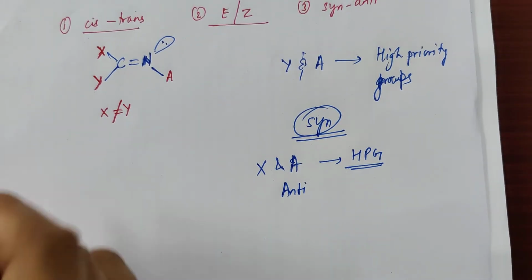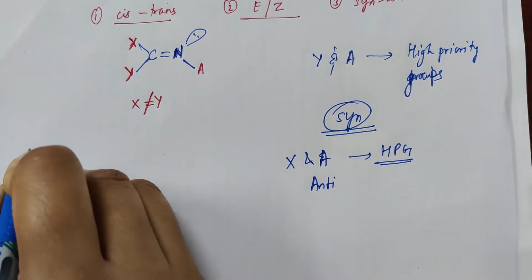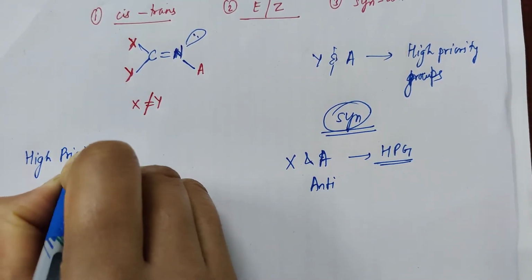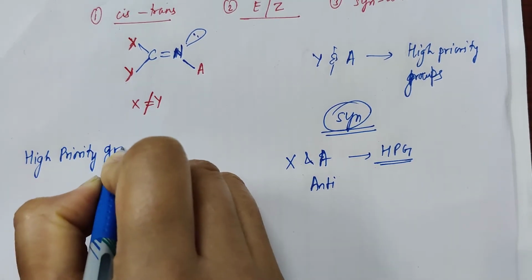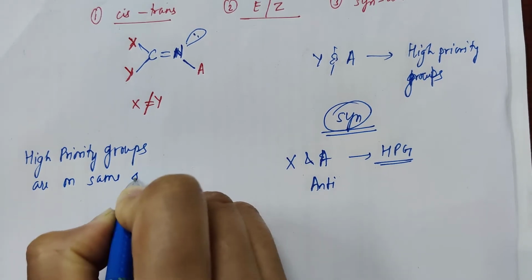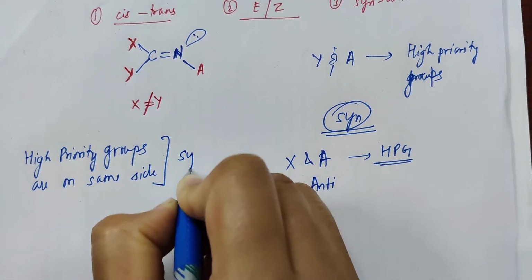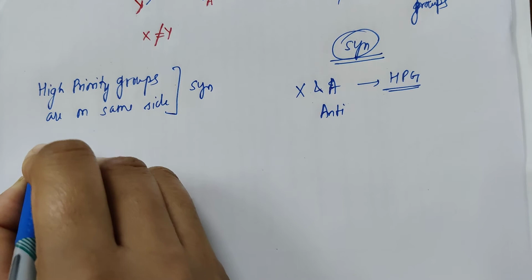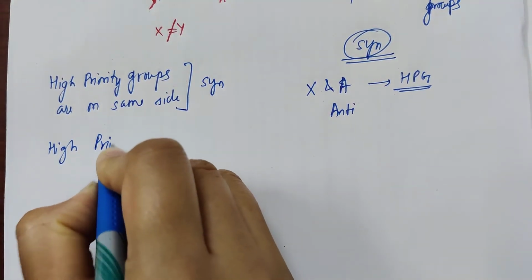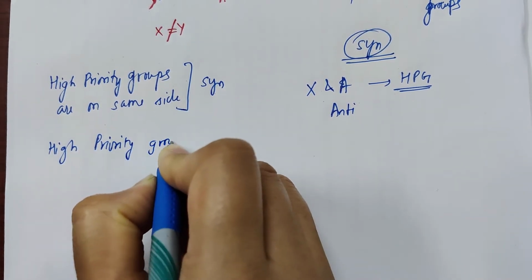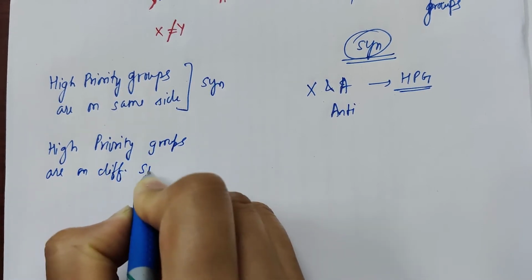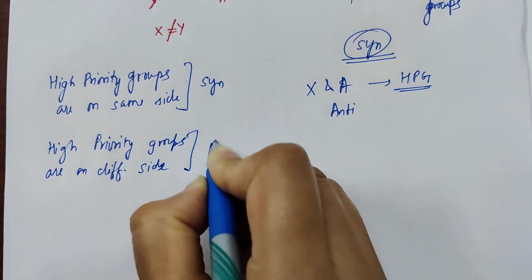So in short, what I am saying is, if higher priority groups are on the same side, then our system is Syn. If high priority groups are on different sides, then we call it anti.